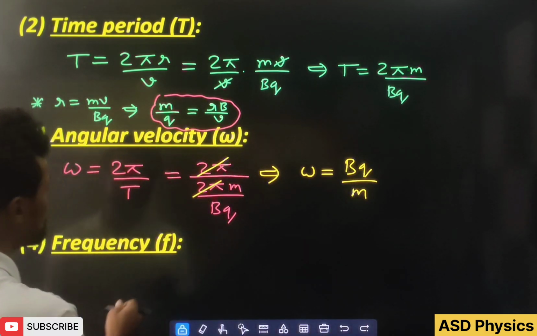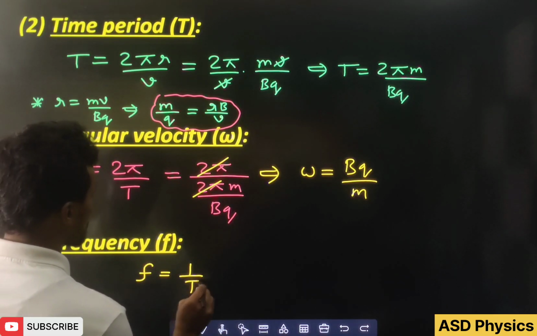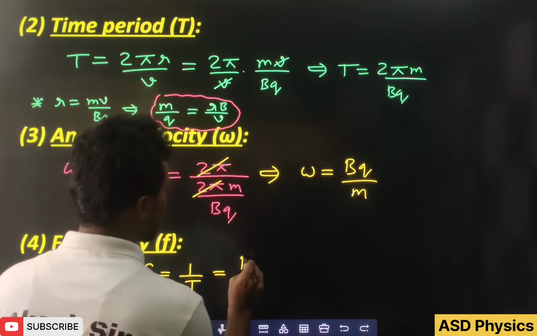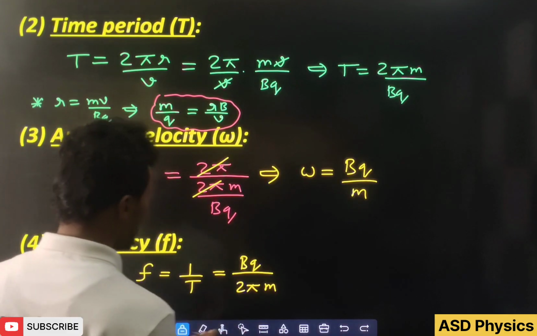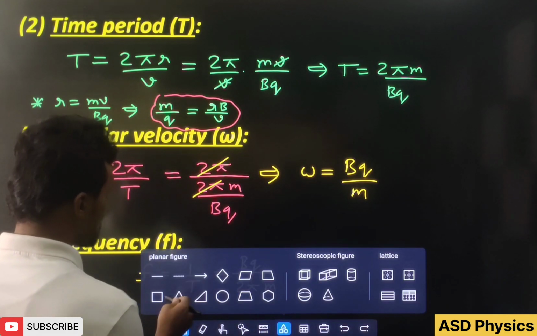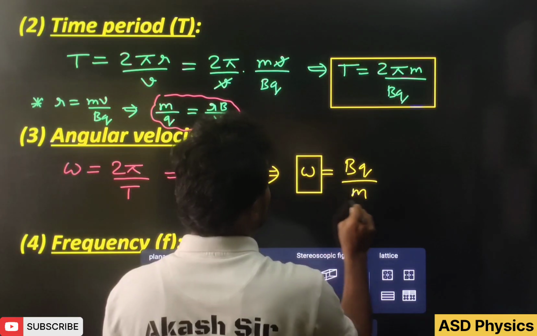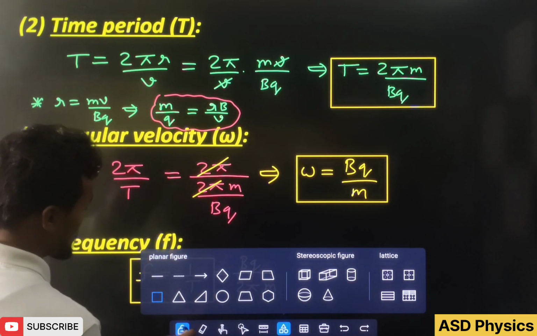Now next one, see, frequency. This frequency I can write here F equal to 1 by T. We used to call it linear frequency, angular frequency. So 1 by T will become what here? Can you see here? BQ by 2 pi M. Okay. So I hope all these things are very, very clear to you. This is the time period of the charged particle.